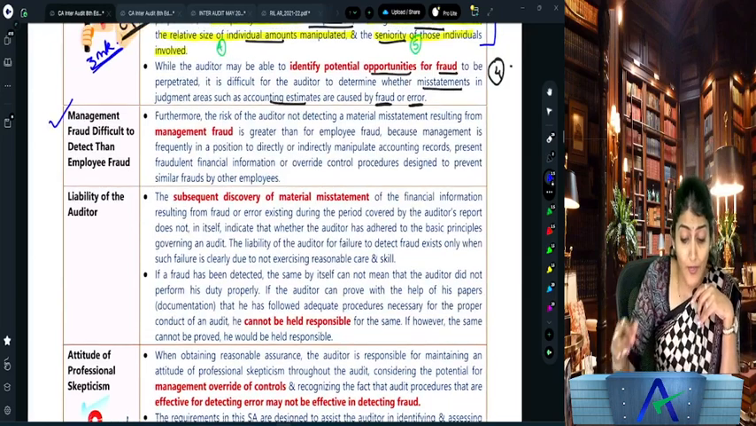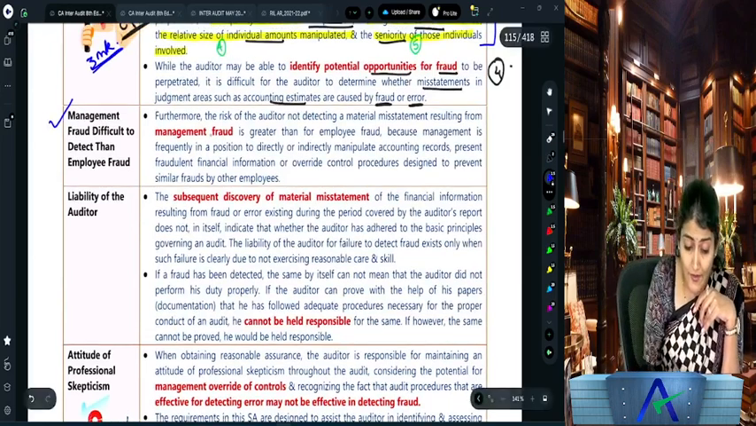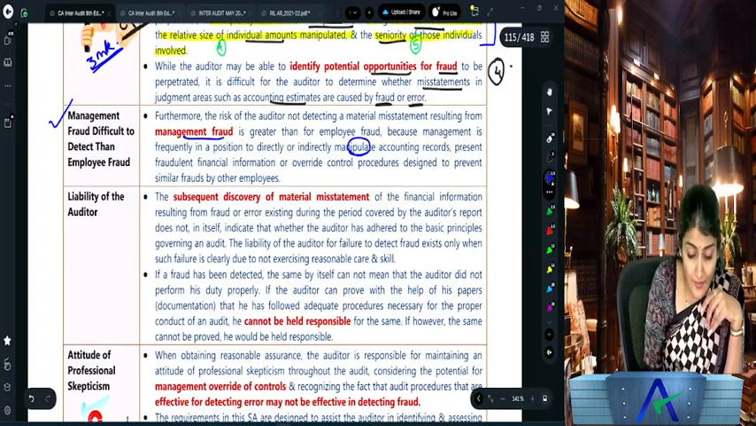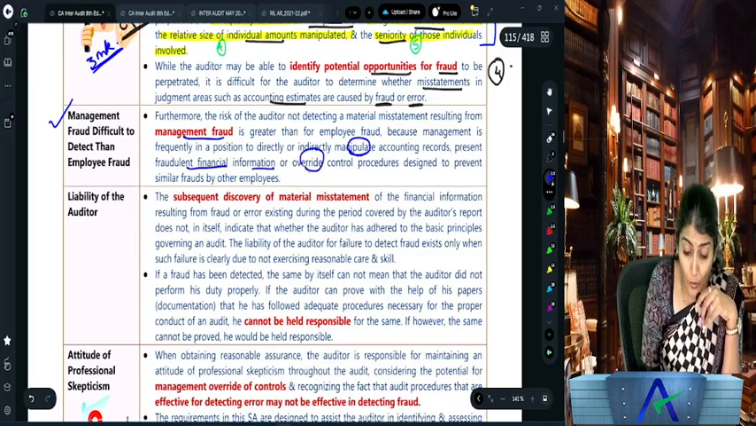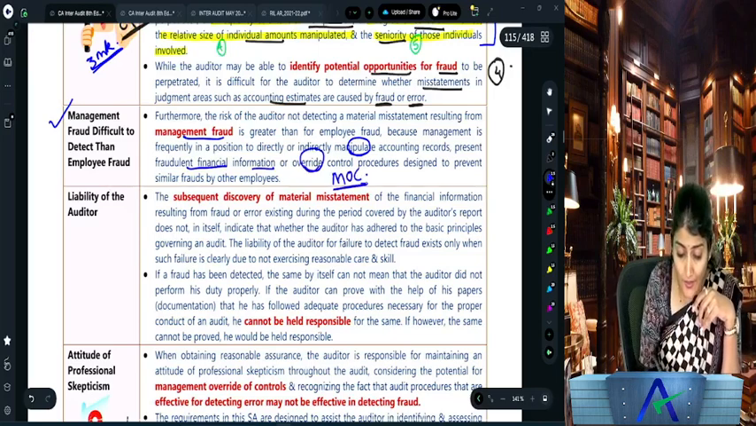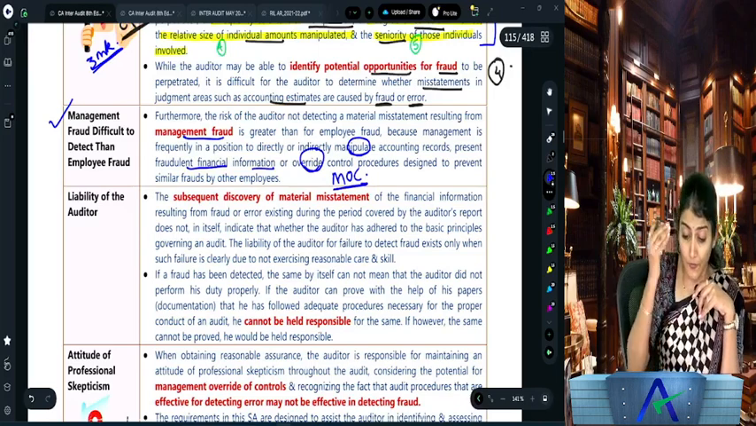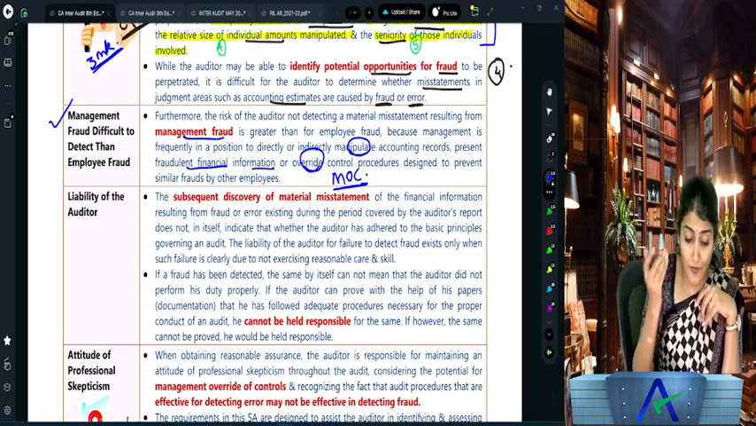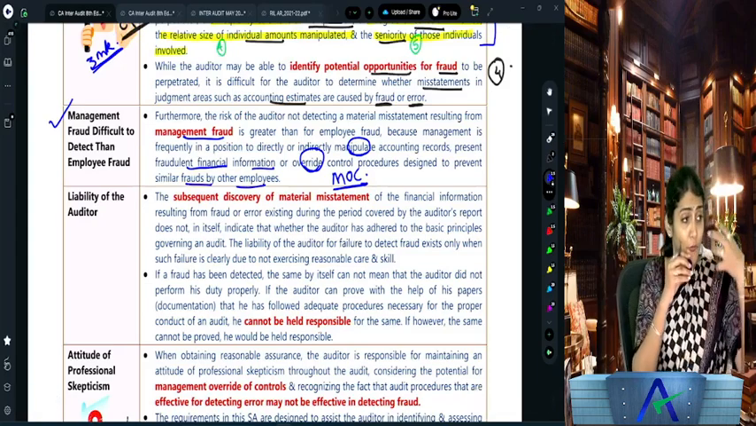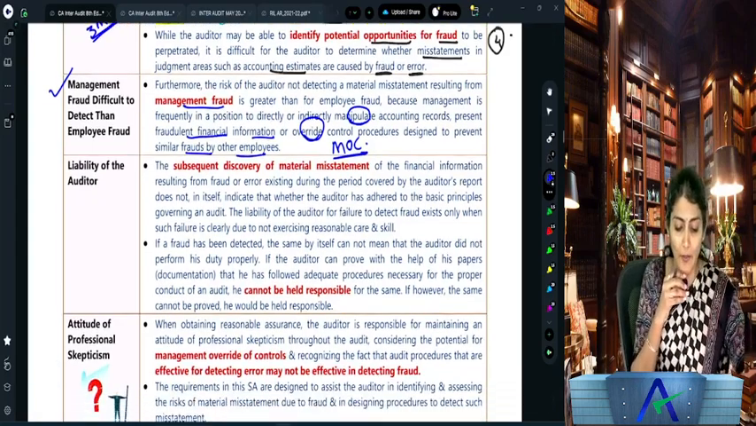Management fraud is more difficult to detect than employee fraud, because management is in a position to manipulate the accounting records, present the fraudulent information, and override the controls. You know, overriding control, what is it called? Management override of the controls, right? Controls are designed to prevent similar frauds by other employees. So employees cannot commit the fraud, but the fraud can be committed by the management.